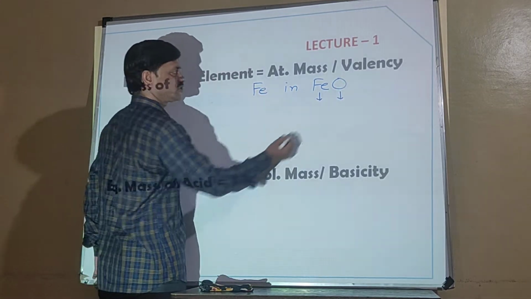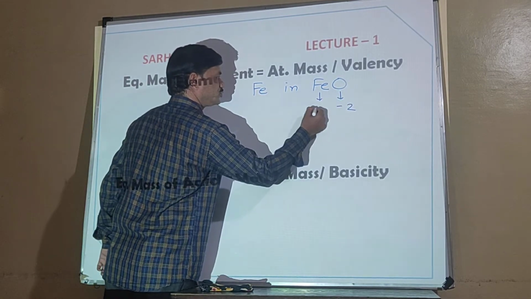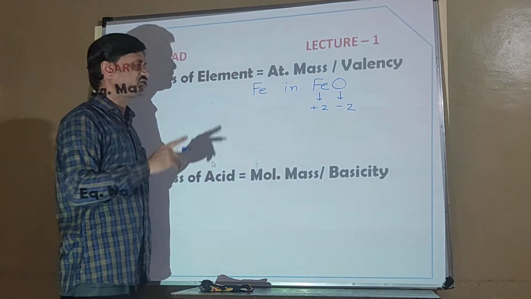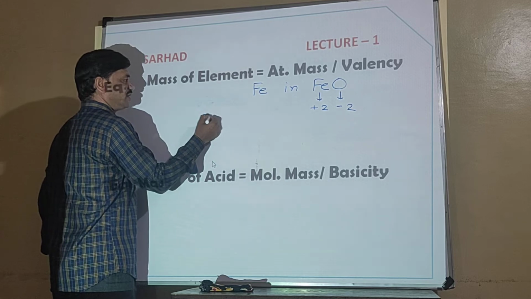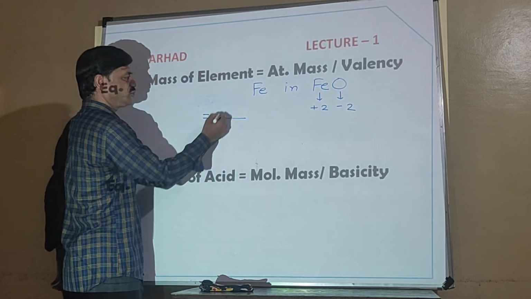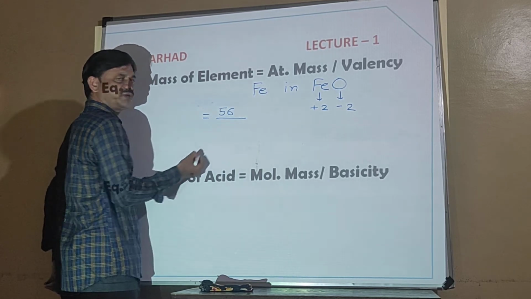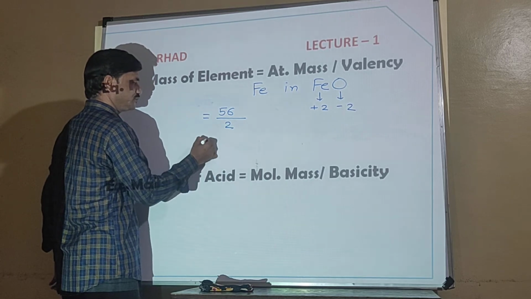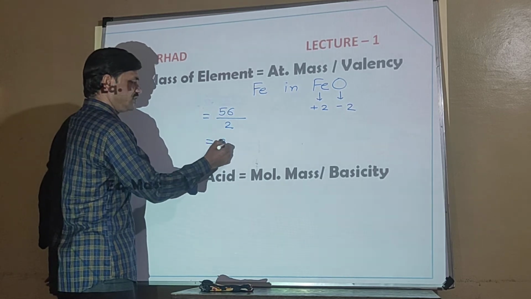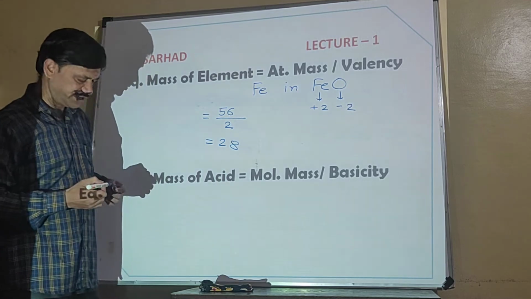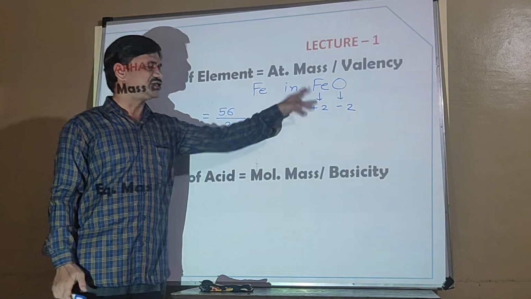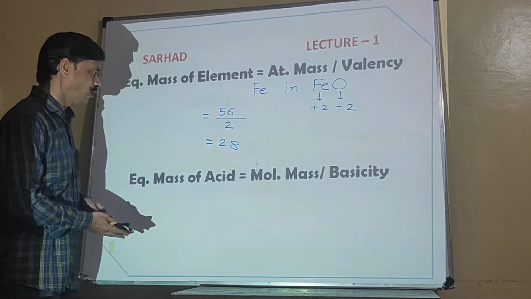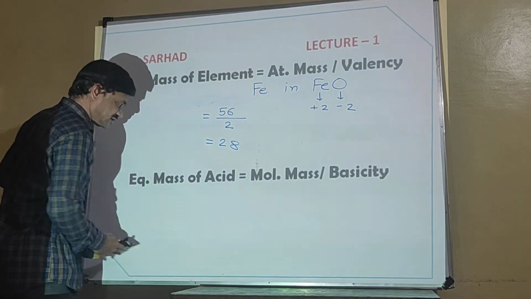Redox reaction from class 11: oxide is minus 2, so Fe becomes plus 2. This charge is nothing but valency. Now put the value. Equivalent mass equals atomic mass upon valency. What is the atomic mass of Fe? 56. Valency 2, so this will reduce to half. What should be your answer? 28. So 28 is the equivalent mass of Fe when it is present in which compound? FeO.